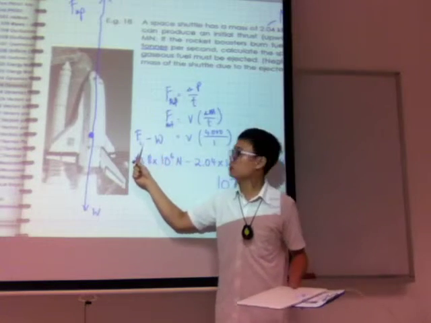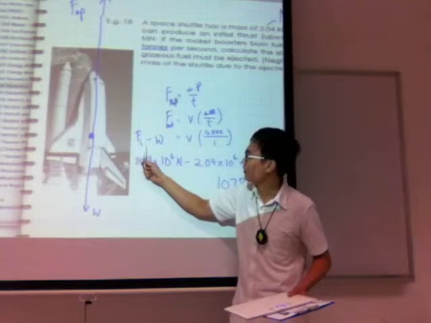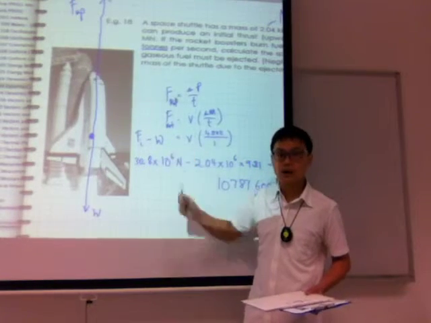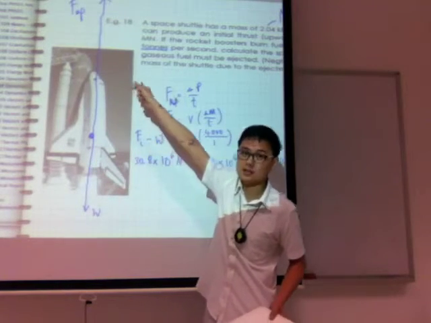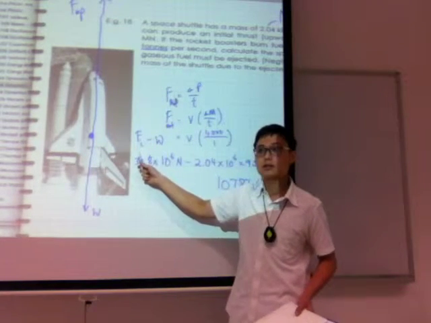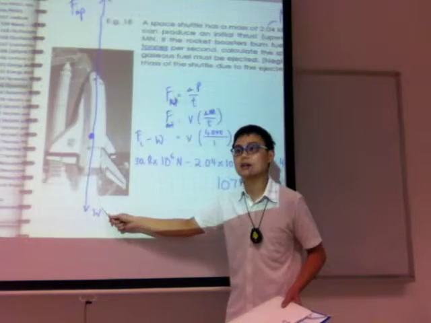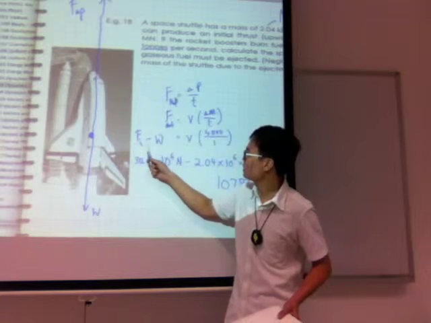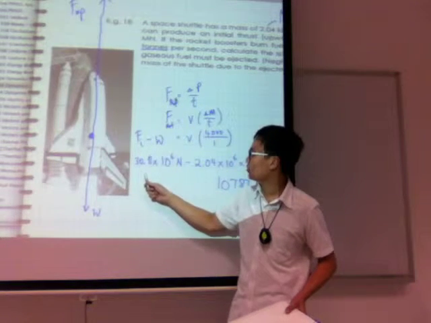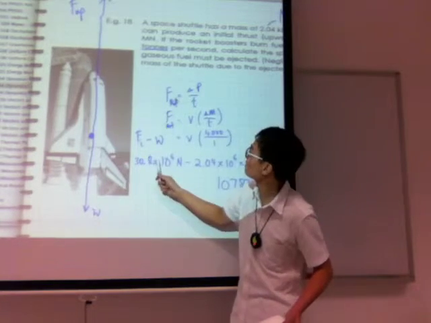But over here, you notice, for the net force, I wrote there F_i minus W. Why? Because if you look at the diagram there, the force up is your F_i, minus away your weight, which is in the opposite direction. So by doing this, you substitute the values here, 30.8 times 10 to the power 6. Where did I get 30.8 times 10 to the power 6?